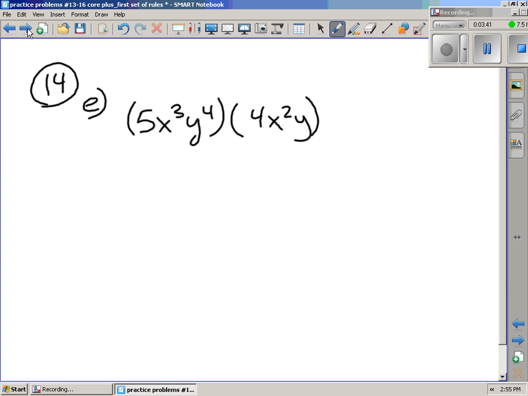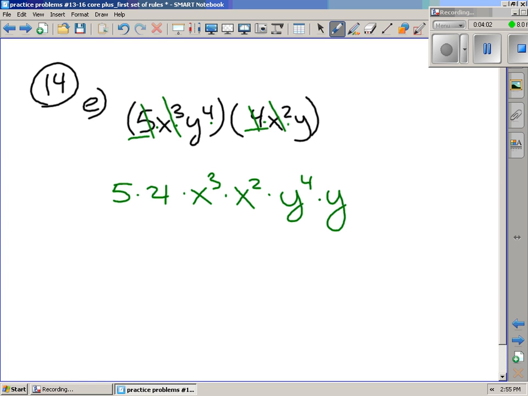14e is a little bit more complicated. What we're going to do is reorder according to the commutative property of multiplication. There's multiplication between each of these pieces. So I'm going to reorder 5 times 4 times x to the 3rd times x squared times y to the 4th times y. The reason I'm putting them beside each other is because I can't simplify x to the 3rd times y to the 4th, because these two do not have the same base.